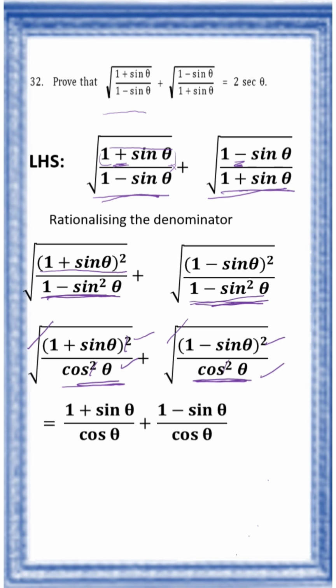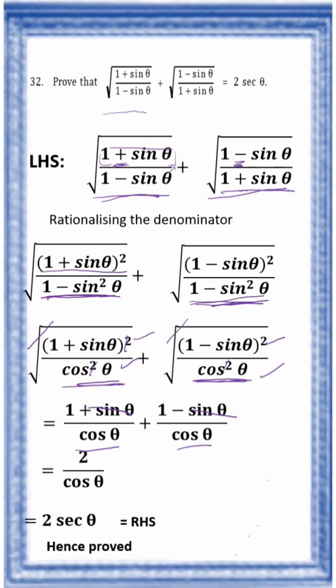Now, don't hurry with this. Here observe, denominators are same, means LCM is same. You can add 1 plus sin theta plus 1 minus sin theta. Plus sin theta and minus sin theta get cancelled. 1 plus 1, that is 2. 2 by cos theta, which is equal to 2 secant theta. Reciprocal ratio of cos theta is secant theta. So that is equal to RHS, hence proved.